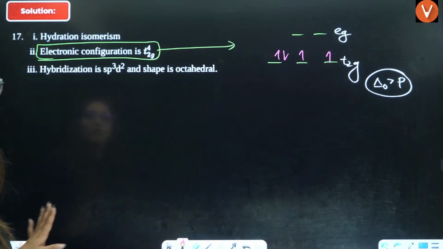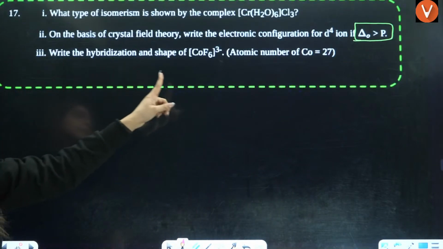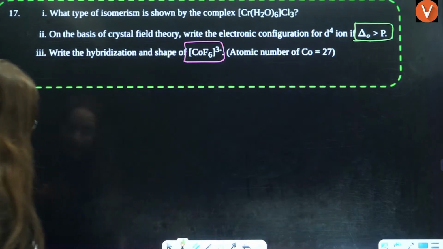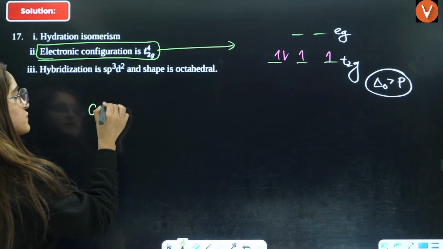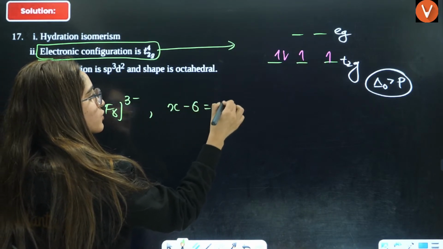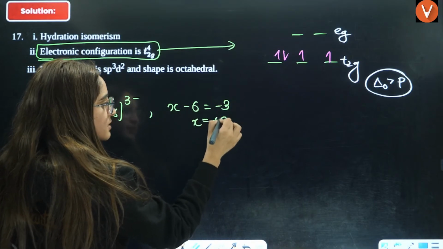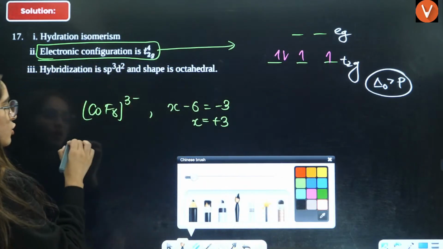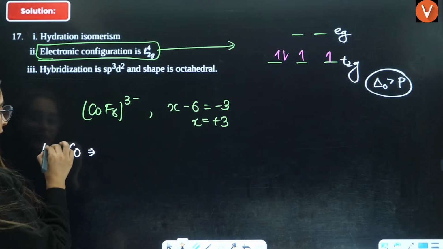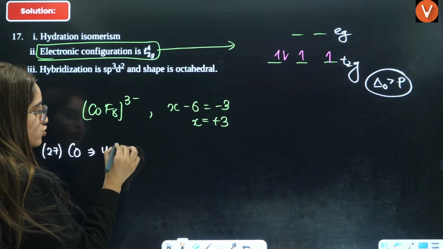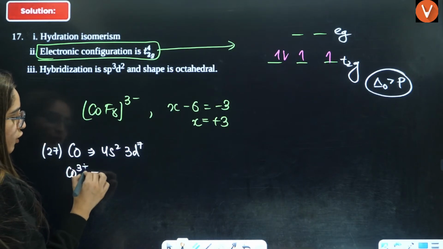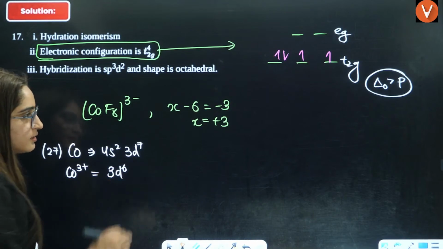That is t2g4, right? Next is write the hybridization and shape of [CoF6]3-. Now guys, here as you can see, [CoF6]3-, right? Here x minus 6 is equal to minus 3, so x is equal to plus 3. That means cobalt, which is at atomic number 27, is going to be 4s2 3d7, right? So you are going to take away 3 electrons from here, that is going to be 3d6 here, right?